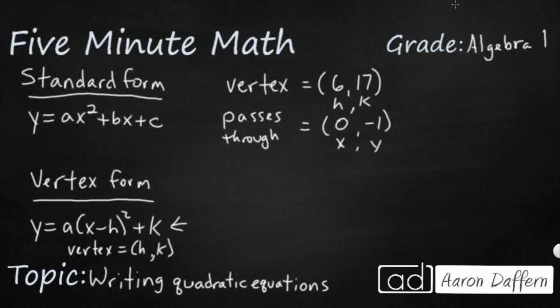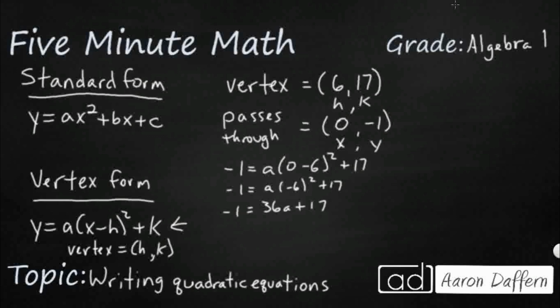Let's plug in our -1 for the y, because really the a is what we're missing, and that's what we're searching for. And for this case, our 0 is going to be our x. Our h, remember, is the x-coordinate of our vertex. And then our k is the y-coordinate of our vertex. We're just going to solve for a. 0 minus 6, that's just going to be -6 squared, plus 17. So that's going to be 36a plus 17.